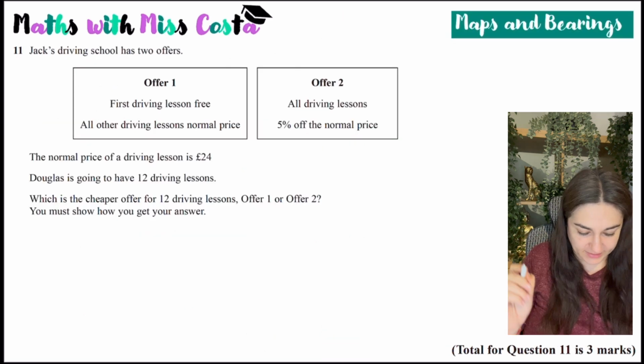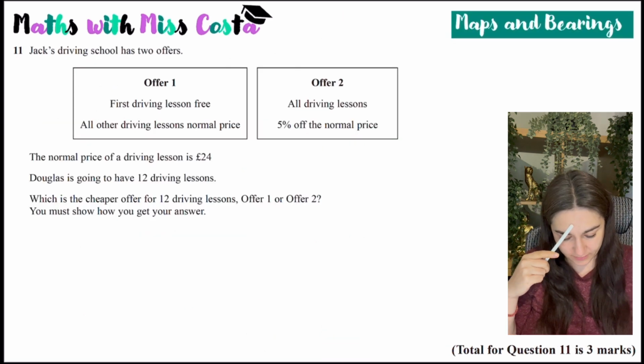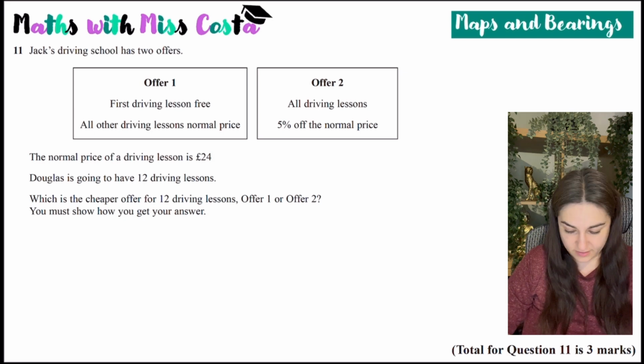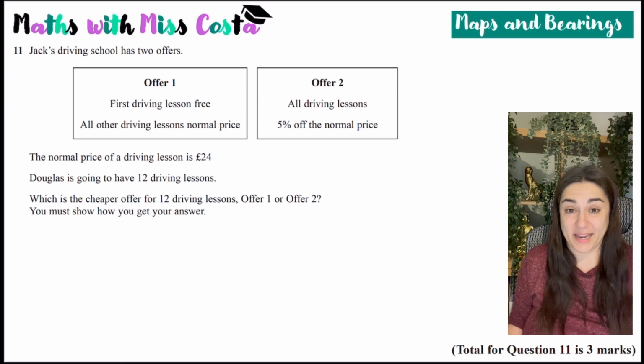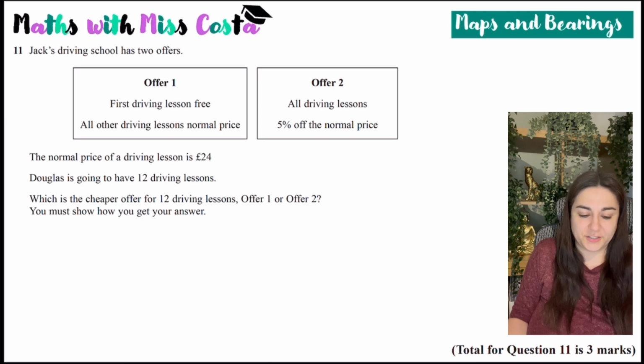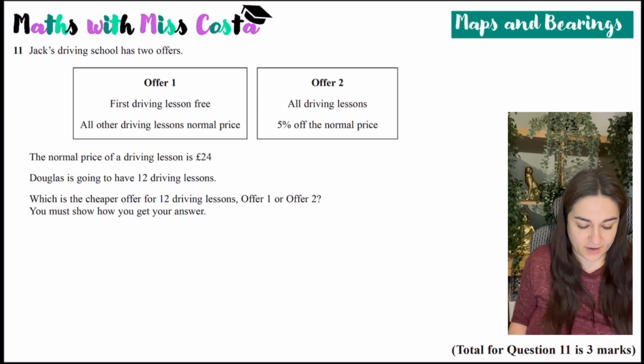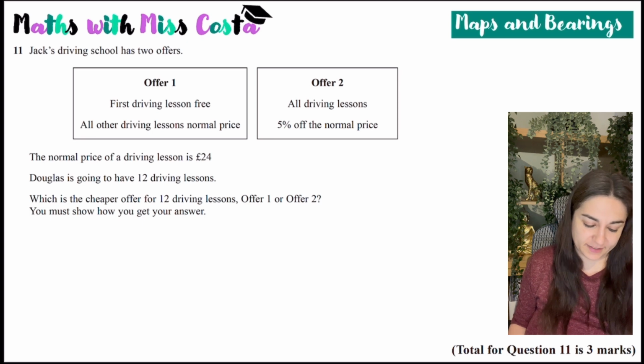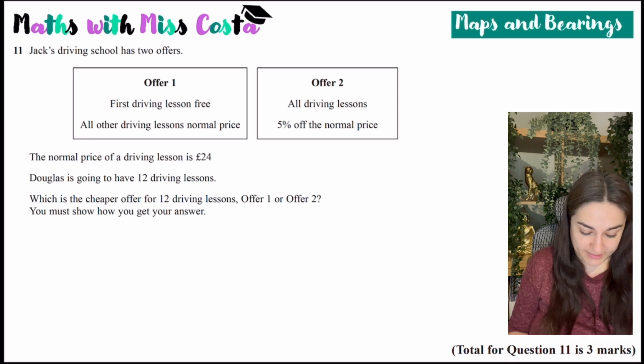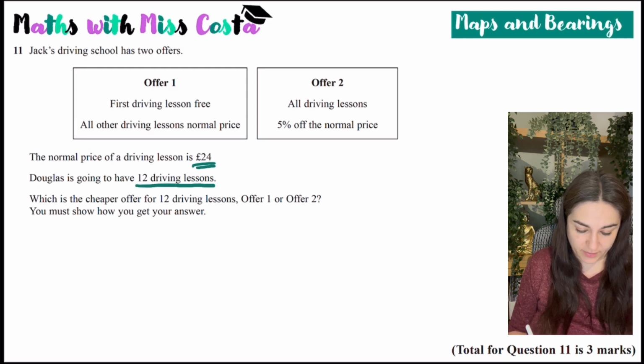Okay, so next we've got, I don't know why it says maps and bearings, this is a best offer question. So Jack's driving school has 2 offers. Offer 1 is first driving lesson free, all other driving lessons normal price. Offer 2 is all driving lessons are 5% off the normal price. So the normal price of a driving lesson is £24. Douglas is going to have 12 driving lessons. Which is the cheaper offer?